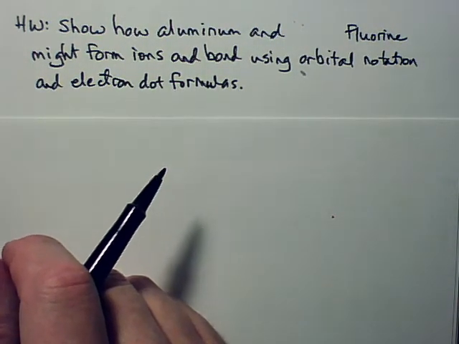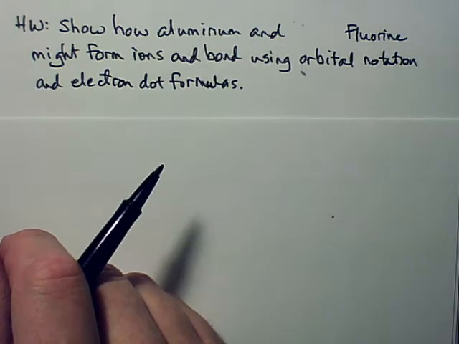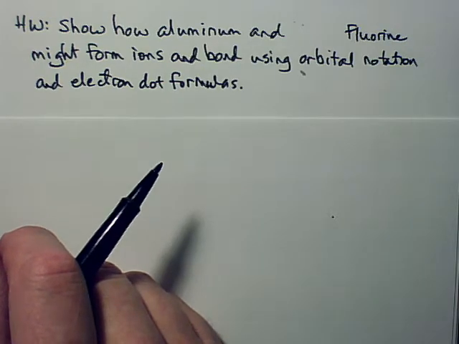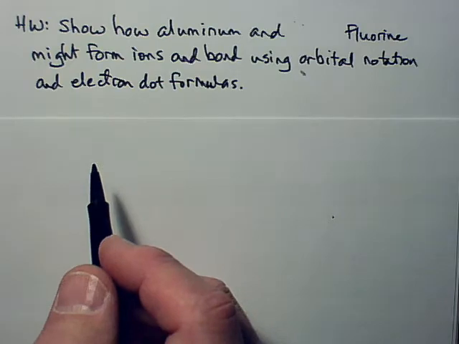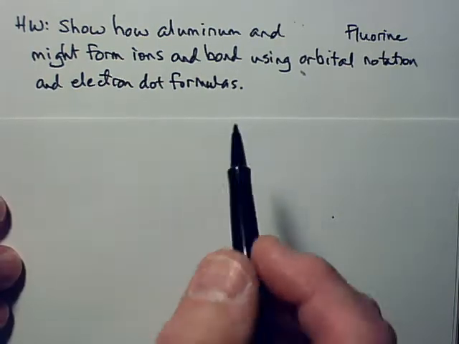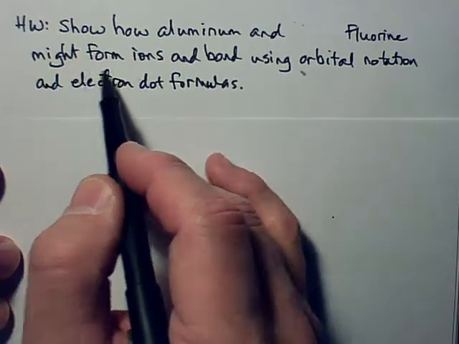So yesterday we went over how to do this, and this is just a chance for you to practice. I didn't give you the same elements. I gave you something a little bit different. But if you are listening to the process, you should be able to do this. So we're eventually trying to get to a Lewis dot formula for the combination of aluminum and fluorine forming ions.